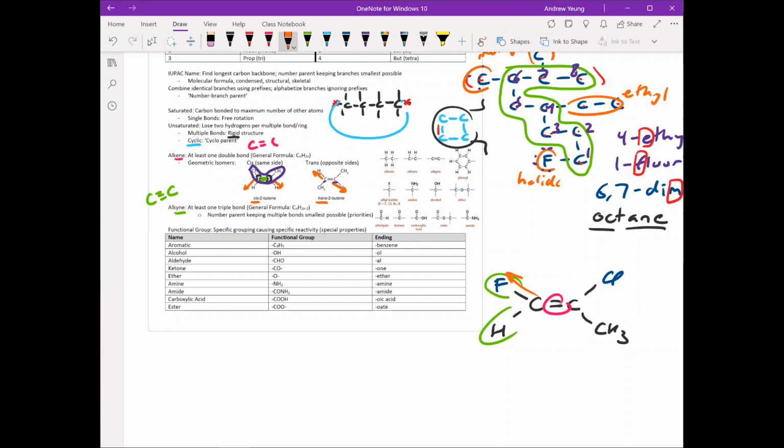Between chlorine and carbon, chlorine is the high priority group. I know fluorine is not chlorine, but seeing as both high priority groups are pointing in the same direction, this is more like the cis isomer than the trans isomer. We're actually going to use E and Z. Z actually means the same side, so this would be the Z isomer, sort of like the cis isomer that we've seen before.